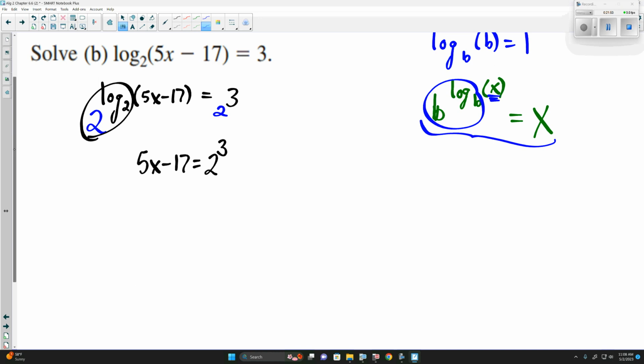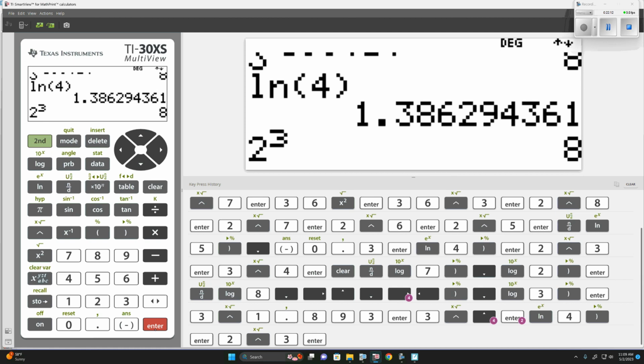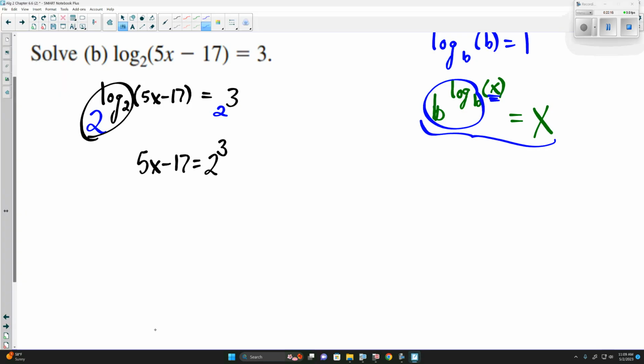Up to this point, whenever we applied the first step today, the number that we got from it was not a nice number, because for the first one we ended up with log base 2 of 7. That's not a nice number. Is 2 to the third a nice number? Yeah, it's 8. So really we're saying 5x minus 17 is equal to 8.